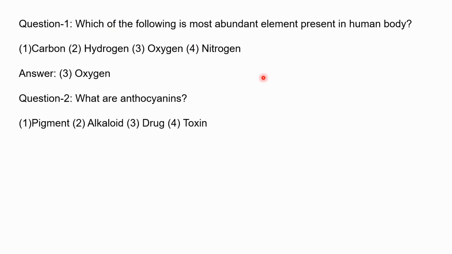Next question is, what are anthocyanins? We know that anthocyanins are secondary metabolite products of plants. First we will look at the options. The options are pigment, alkaloids, drug, or toxins. We know that anthocyanins are nothing but the pigments produced by the plant cells. So anthocyanins are the secondary metabolites of the plant cells in the form of a pigment.